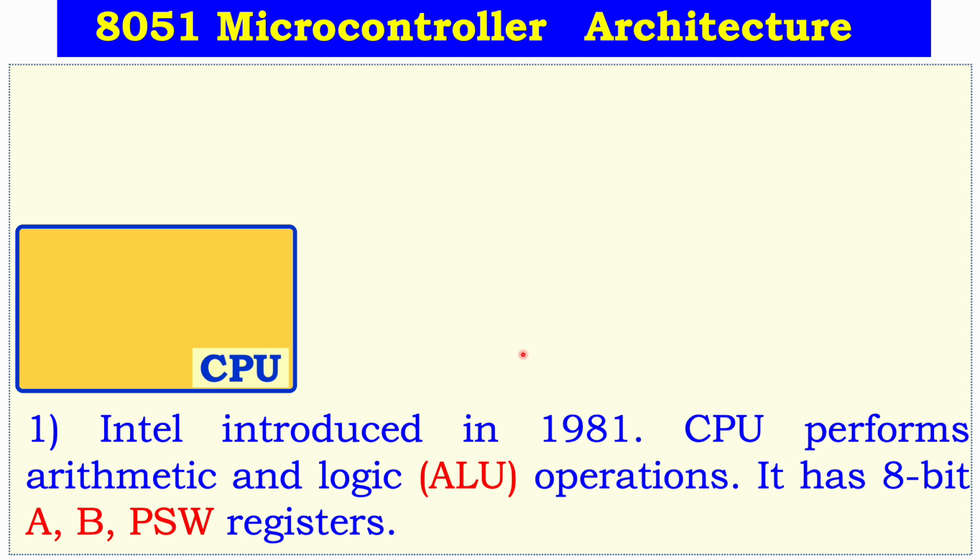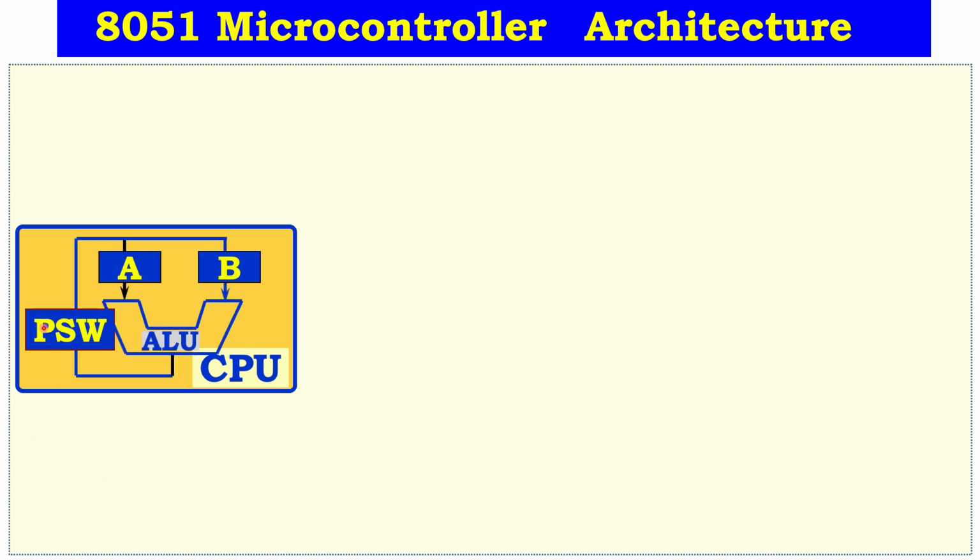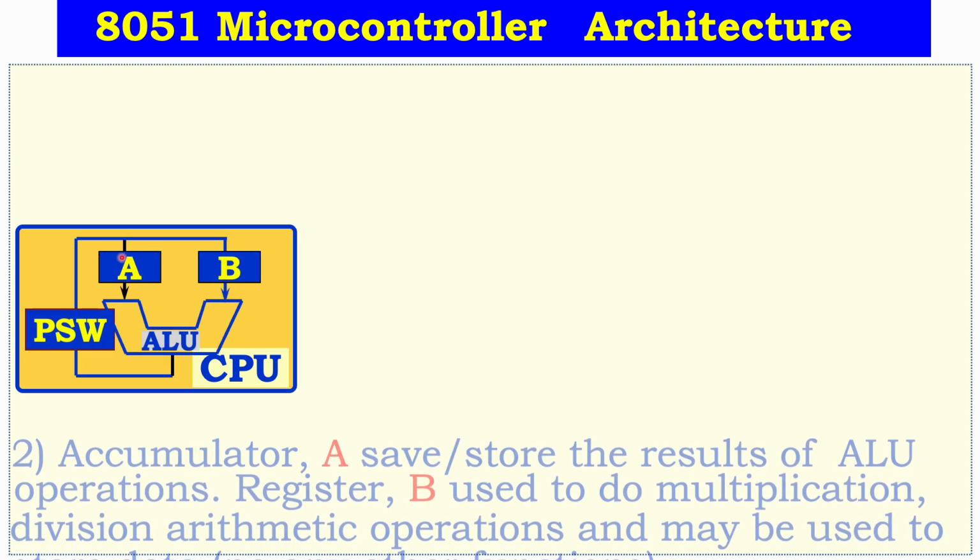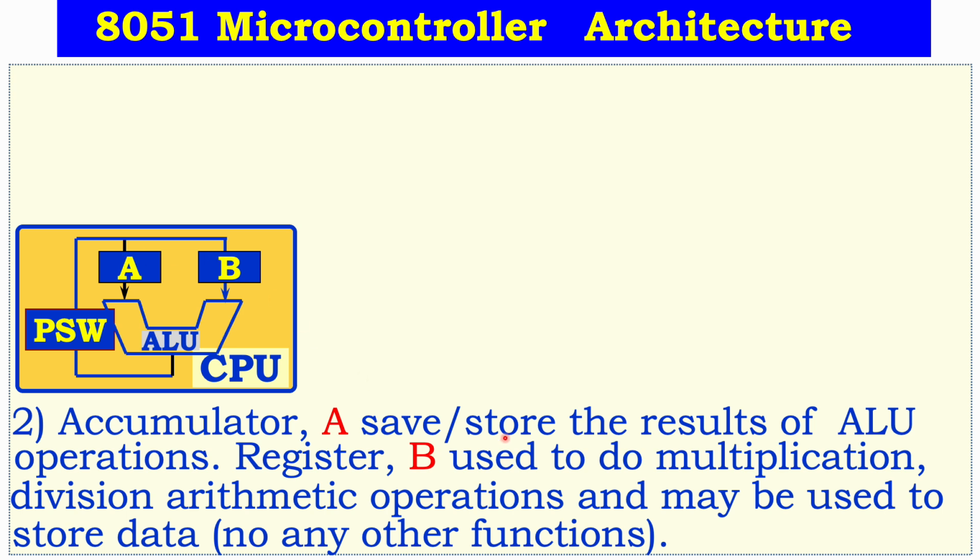it will perform a number of arithmetic and logic operations using three registers. One register is called A, the other is called B, and the third is called PSW. Now what is the function of these three registers? Let us see. A is the accumulator that will store the results of ALU, nothing but arithmetic and logic operations in a CPU. So whatever the arithmetic and logic operations are performed, the results are stored in accumulator A. Now register B is used for the multiplication and division arithmetic operations.